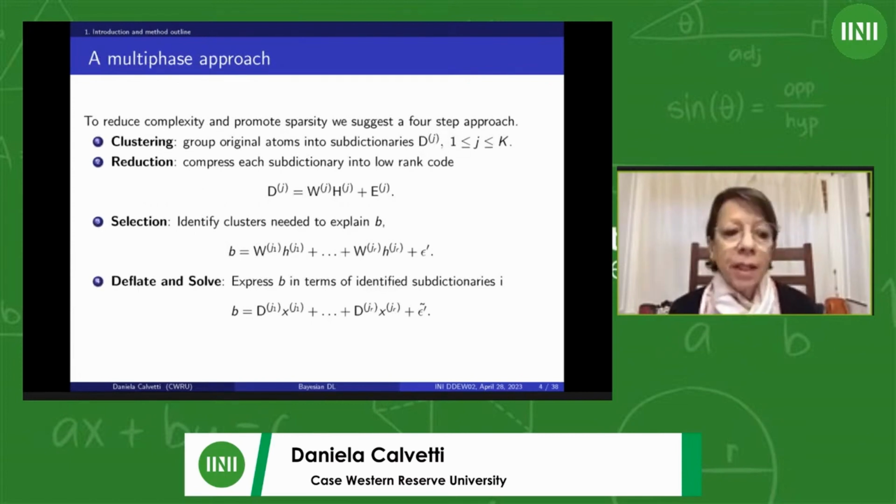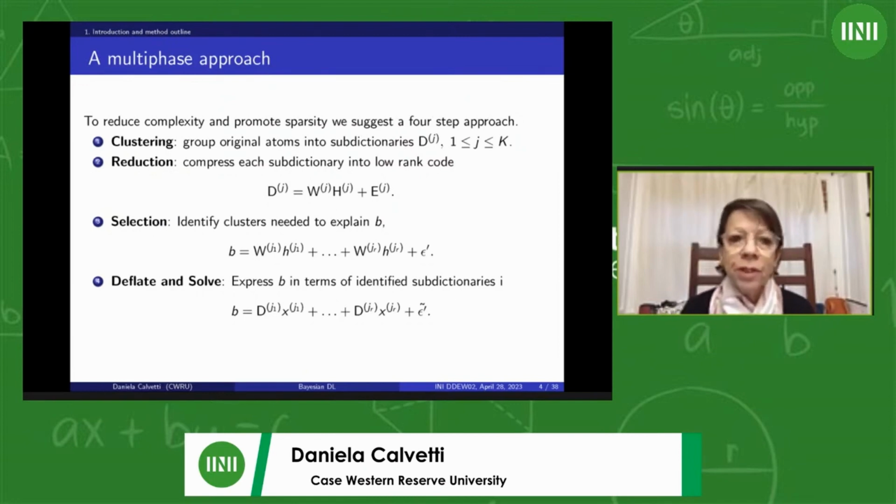So at this point, let me outline what we're proposing and we've been using, because it's a multi-phase process. What we've been thinking is that to reduce complexity, promote sparsity, and also take into account this error epsilon prime, which we call modeling error or dictionary representation error, we go through a four-step approach.